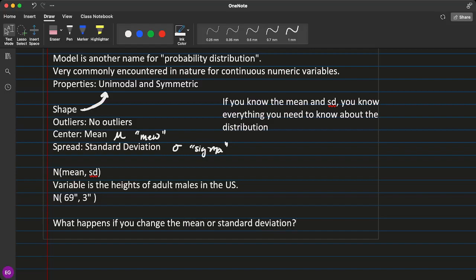Alright, so let's look first at standard deviation. And let me draw some stuff.